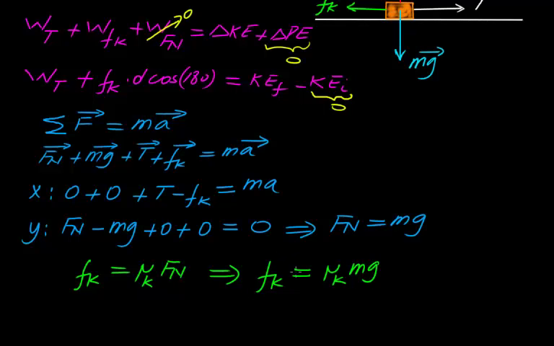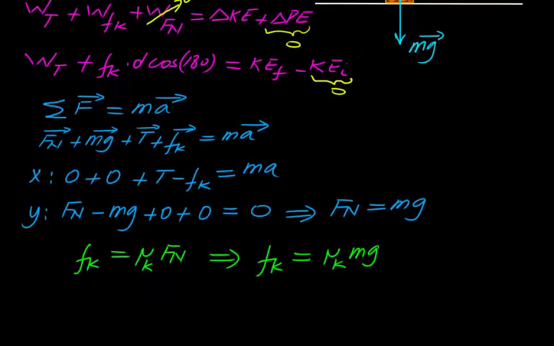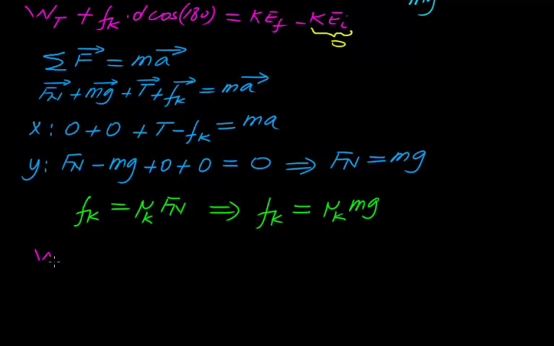Let's now substitute the Fk in the expression that we obtained earlier using the work done by the non-conservative forces. The result is going to be work done by the tension plus, instead of Fk, we substitute mu k mg times the displacement d. We know that the cosine 180 equals -1. That's going to equal the kinetic final, which is equal to 1/2 mv final squared.